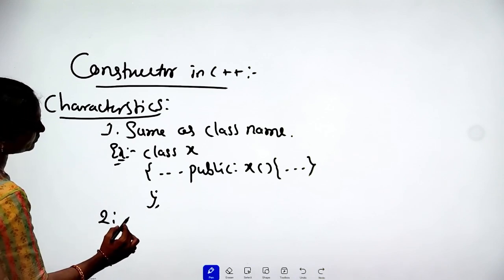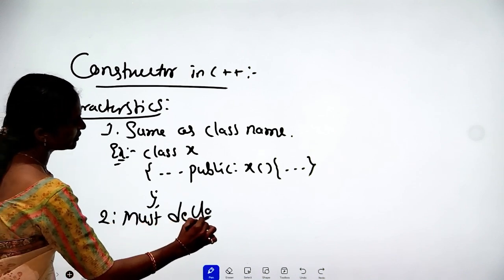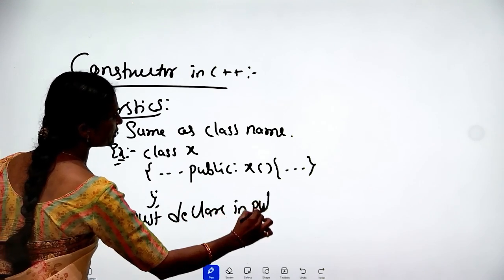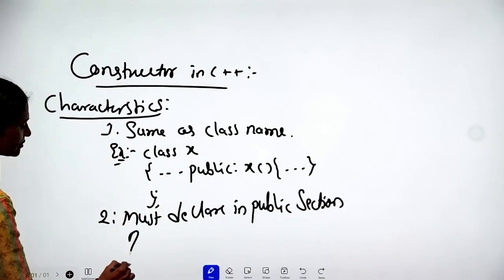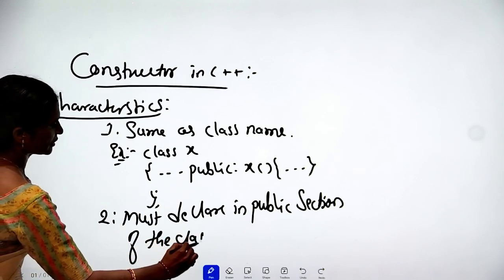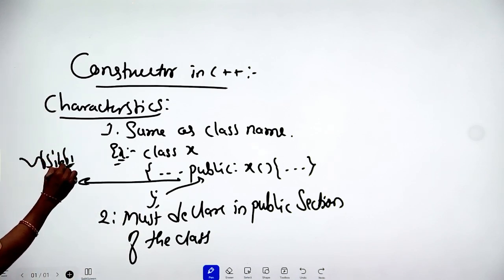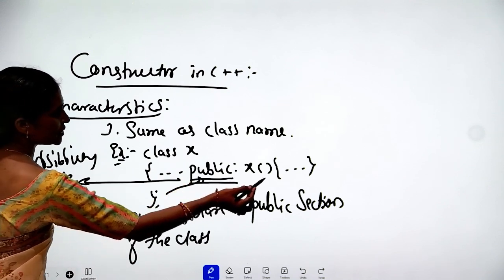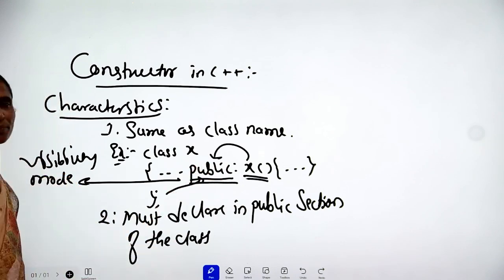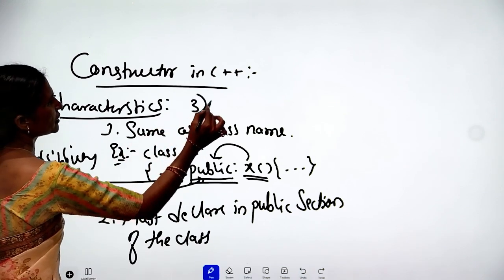The second characteristic: it must be declared in the public section of the class. As you can see here, what is the visibility mode? The visibility mode is public. We have three visibility modes: public, private, and protected. The constructor must be declared in the public section of the class.